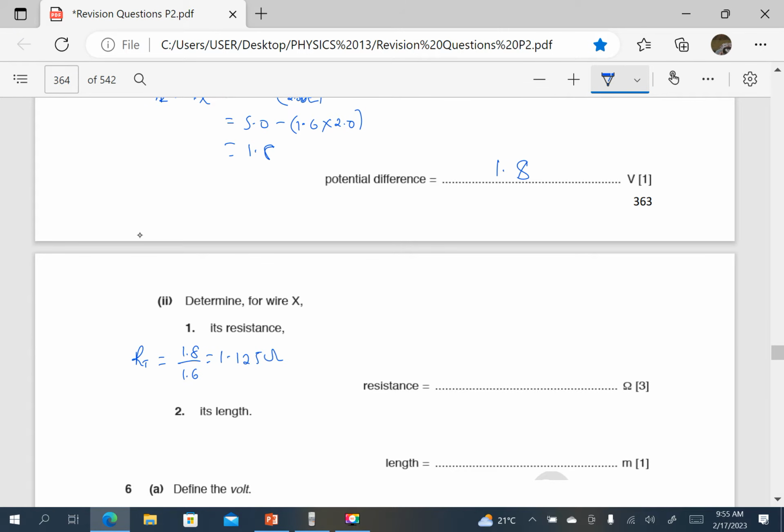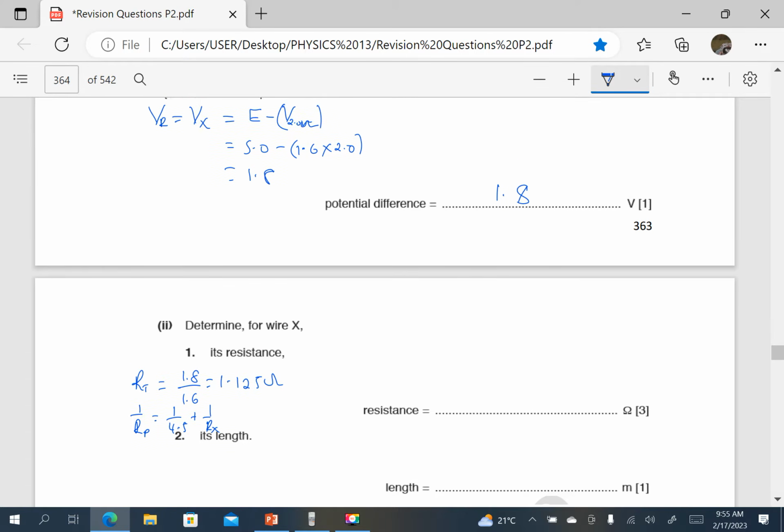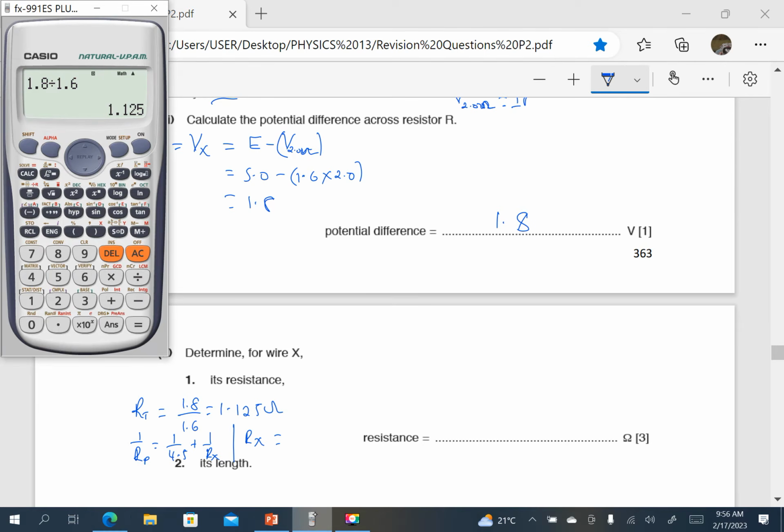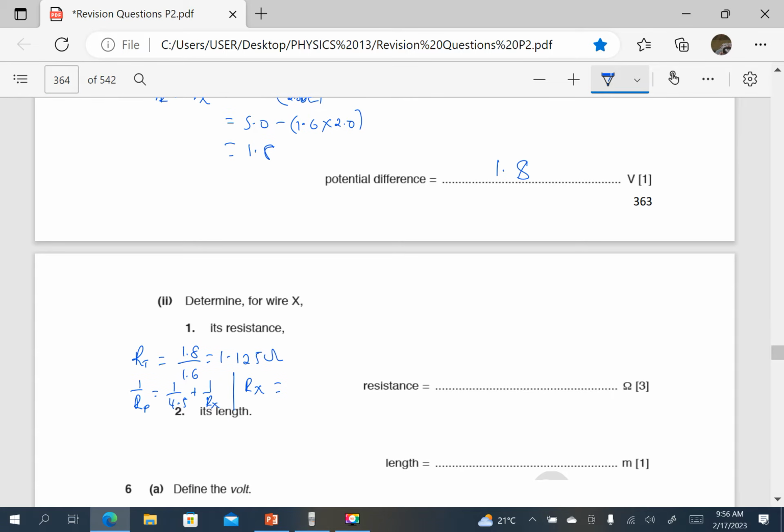1.125 ohms. That is the total resistance for the parallel combination. Then I use 1 over the total resistance for the parallel combination is equal to 1 over the other R, which is 4.5, plus 1 over the resistance of X. So if I collect like terms, I find Rx by getting the reciprocal. Let me substitute here first so that people can see that I'm substituting. So 1 over R in parallel is 1.125 minus 1 over 4.5, which should be equal to 1 over the resistance of X.